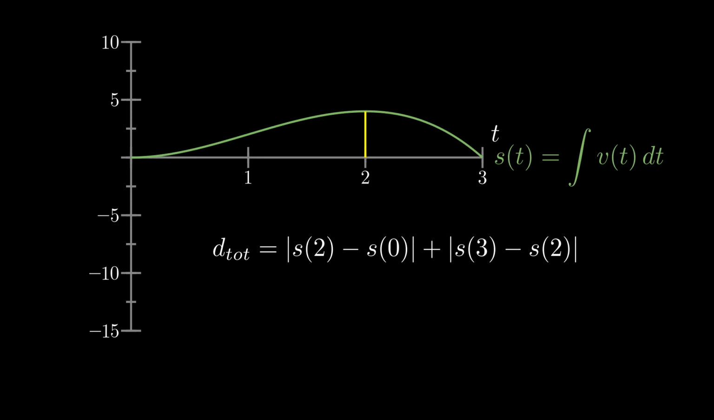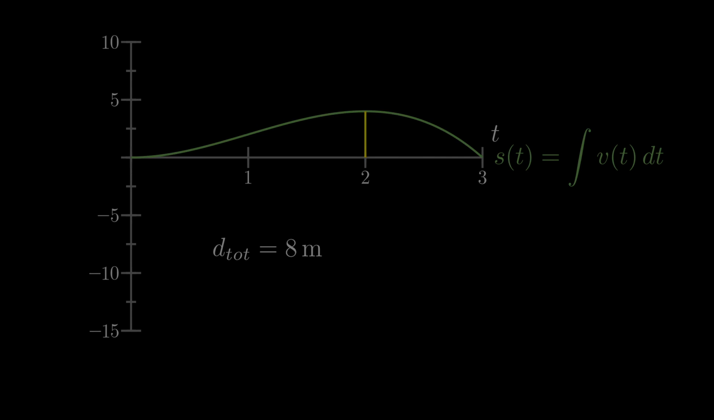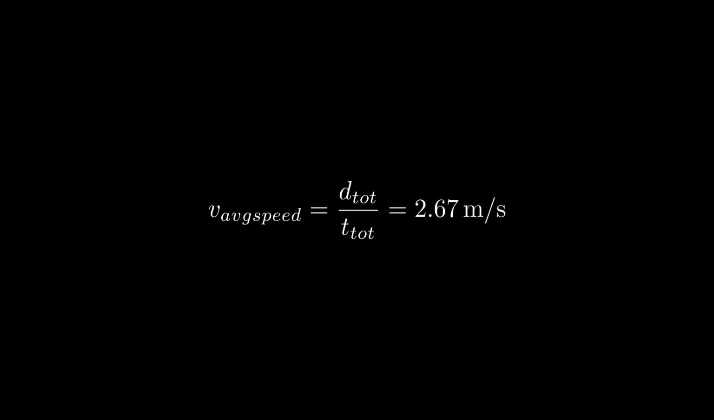The distance covered from 0 to 2 seconds when the particle is moving away, and the distance covered from 2 to 3 seconds where the particle is returning. The distance traveled in the first section is given by this expression, which is the final position minus the initial position. Remember, we're dealing with distances and not displacements, so we have to take the absolute value. Similarly, the distance traveled in the second section is given by this expression. Sub in the values and we get a total distance of 8 meters. Lastly, the average speed is found by dividing the total distance by the change in time. That gives us an average speed of approximately 2.67 meters per second.